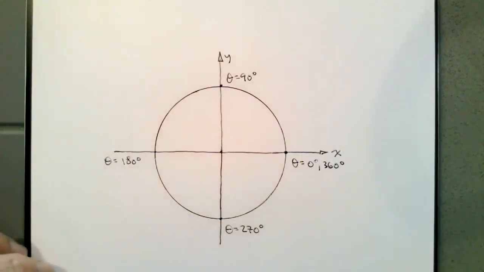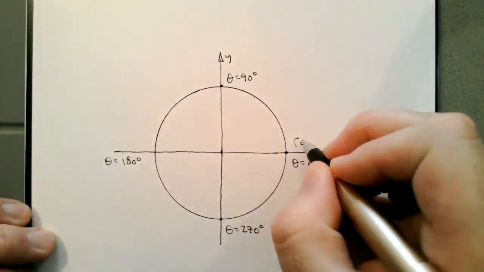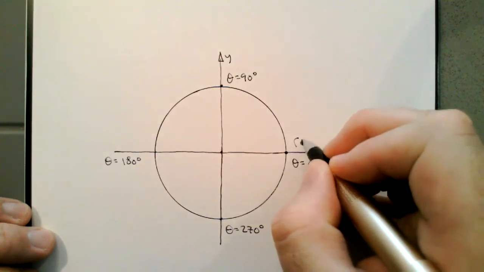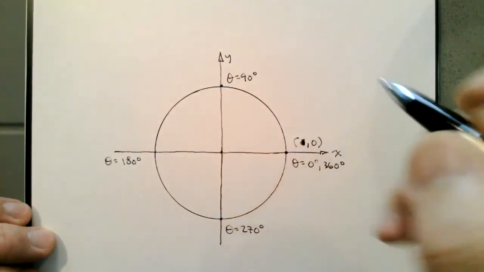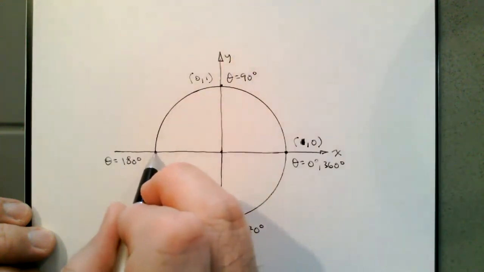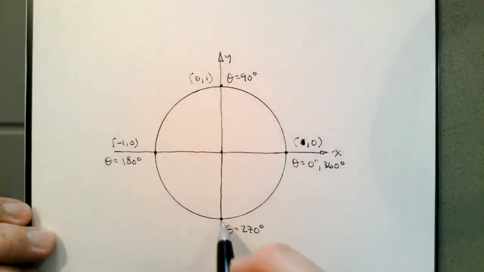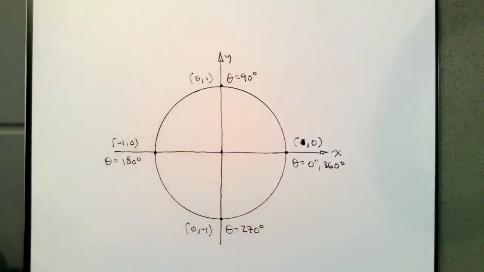And since I'm associating sine and cosine with y and x, I also want to label these points. So here's the point (1, 0). 90 degrees is at the point (0, 1). 180 on the unit circle is (-1, 0). 270 on the unit circle is (0, -1). And now we're going to put in 30 and 60 degree reference angles.